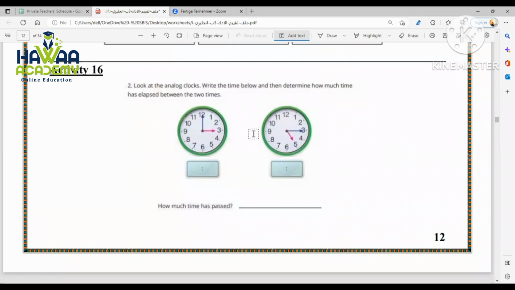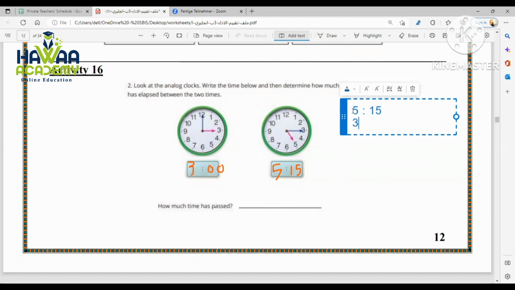Now, what is the time that you see here? Here it is 3 o'clock. And here it's 5:15. What do we need to do? I want to know what time has passed. So I just need to subtract. Let's find out. So I have here 5:15, and I want to take away 3 o'clock. So are you ready? Let's make it out.